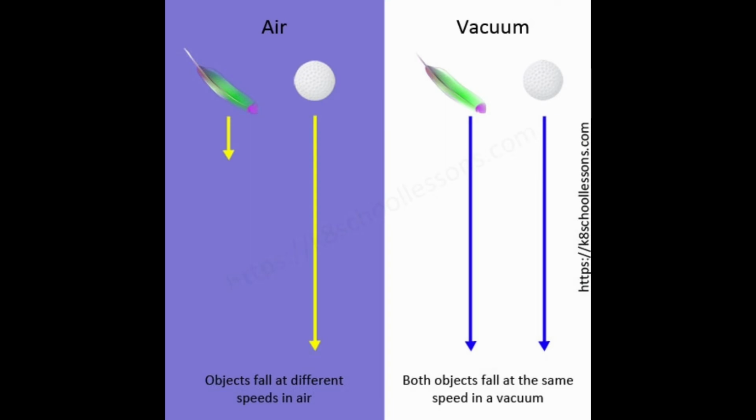Now compare the two. First, in air, objects fall at different speeds. Second, both objects fall at the same speed in a vacuum.